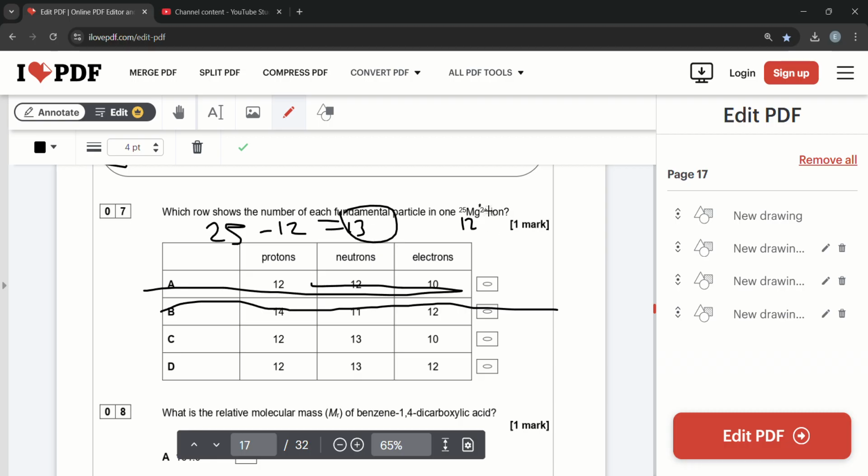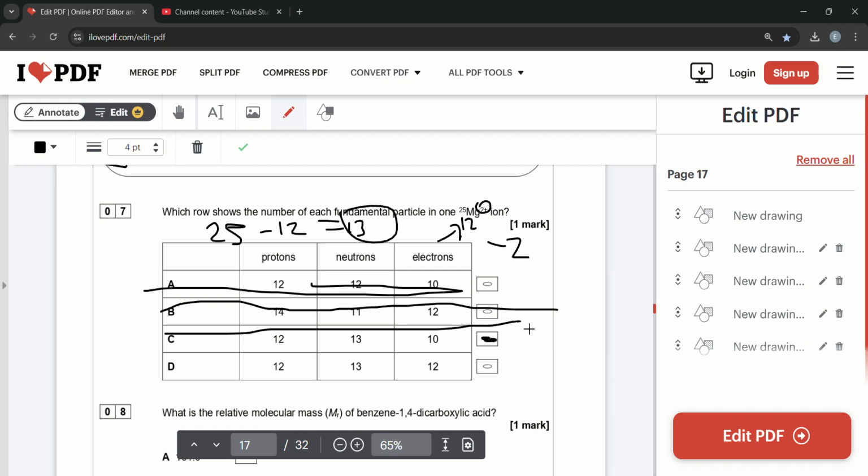And the number of electrons, because it's a 2+ ion, is minus 2 from the number of protons. So 12 minus 2 is 10. The answer is C. And this multiple choice question shows the fundamentals of A-level chemistry are still very important. You do need to know them.